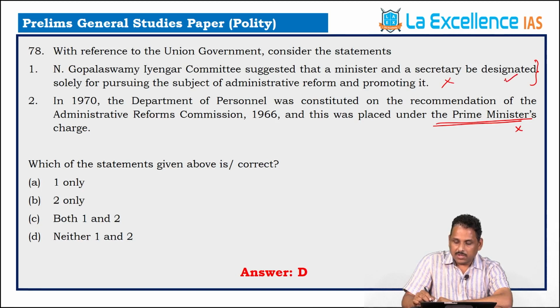My assumption for why the first statement is wrong is logical, because the Gopalaswamy Iyengar committee was more looking at interministerial coordination. A separate ministry and minister for administrative reforms is not even realized today. So that recommendation is far-fetched according to me. This is actually recommended by the second ARC if I am not wrong. So let us see that particular thing. On the first statement, I am not very conclusive, but the second statement is definitely wrong. By my logic, the first statement also appears to be wrong. So I'll go with the answer D.